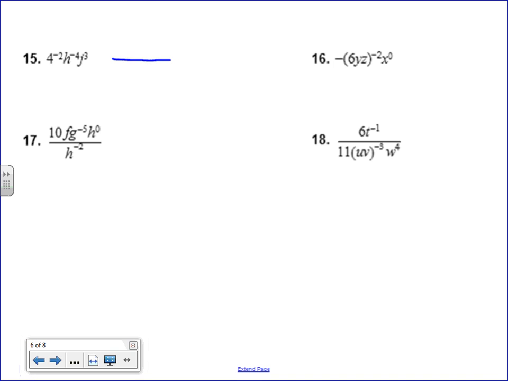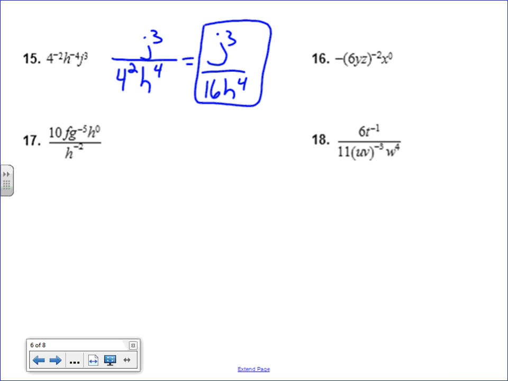Okay, so if I've got a 4 to the -2, that would become 4 to the +2 on the bottom. The h to the -4 would move to the bottom as well. It would become h to the +4. And then j to the third would go on the top. Okay, how do you deal with 4 to the second still? Well, 4 to the second is 4 times 4, so that's 16 h to the 4th on the bottom.